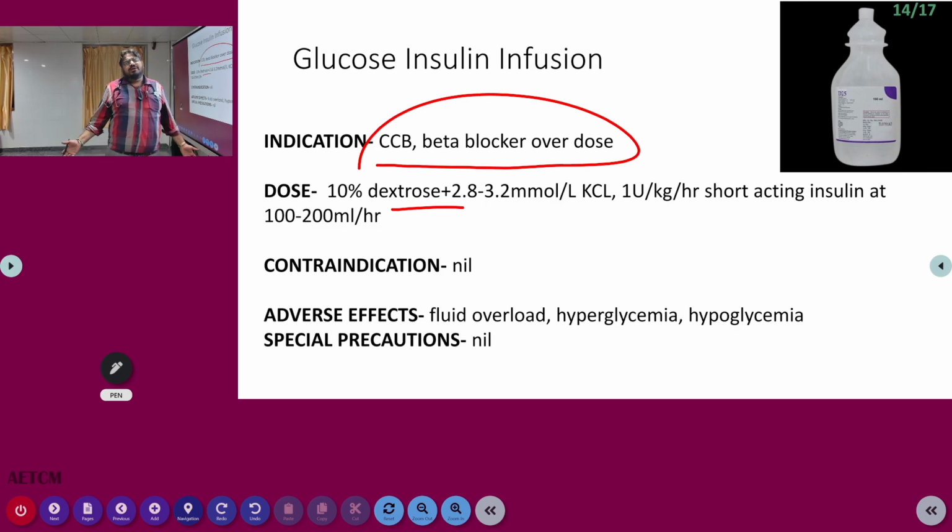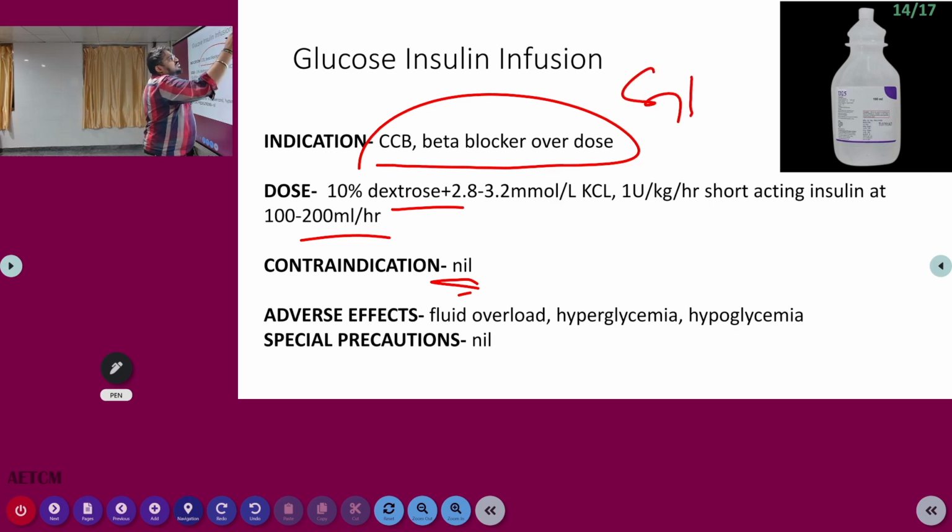Depending upon whatever is available, you can add approximately that amount of KCl, and 1 unit per kilogram per hour of a short-acting insulin, and you start at a rate of 100 to 200 ml per hour. There is no contraindication as such. If there is hyperkalemia, we will not give it, but usually this glucose insulin infusion can be given. It is called GIK, glucose insulin potassium infusion, or GIP, that is the common abbreviation used.